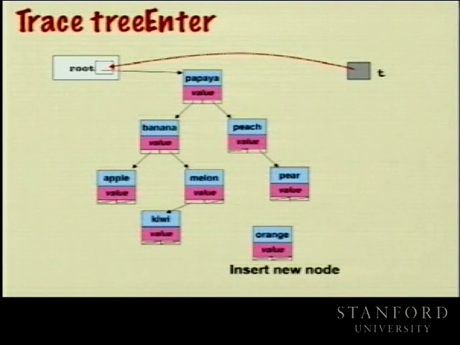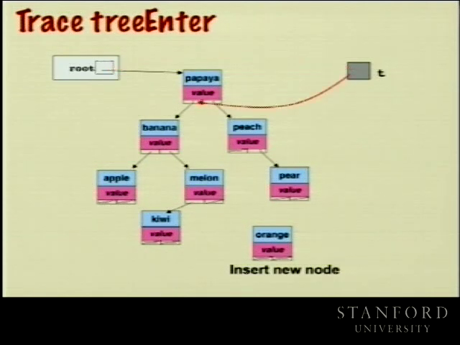So the first call to tree enter says, okay, well, is orange less than or greater than papaya? Orange precedes papaya in the alphabet. So it says, okay, then call tree enter this second time, passing the left subtree of the current value of t. And t was a reference to root right then. Now t becomes a reference to the left subtree coming out of papaya.